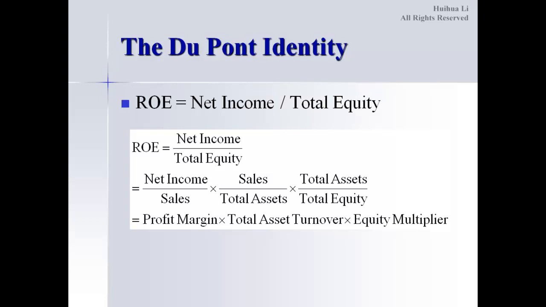Question: if a firm has a profit margin of 10%, total asset turnover of 1.2 and equity multiplier of 1.5, we can calculate its ROE. Its ROE is 10% times 1.2 times 1.5, which equals 18%.